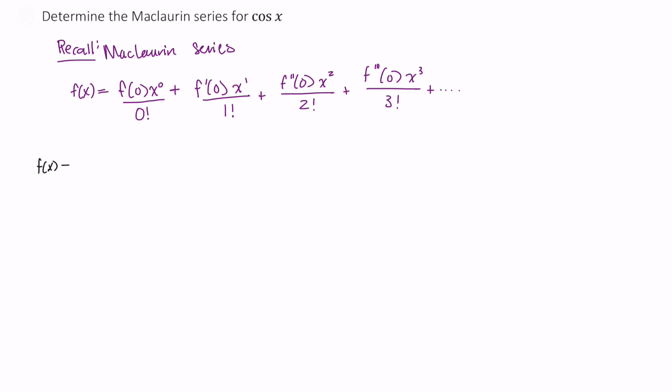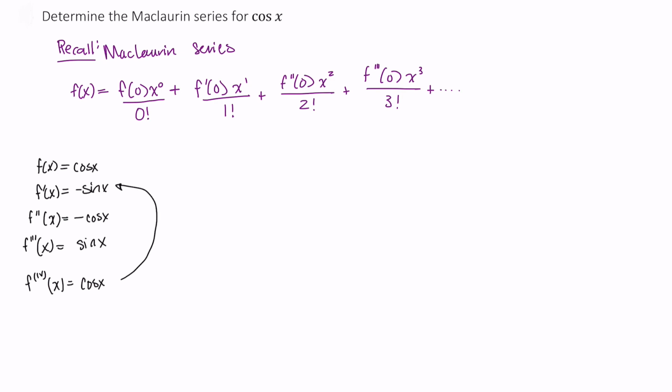So f of x is cosine x. F prime of x, that is the derivative of cosine, is negative sine x. The derivative of negative sine x is negative cosine x. The third derivative of this function, or that is the third derivative of cosine, is the derivative of negative cosine x, and that's sine x. And then you'll notice that this will just continue. So the fourth derivative is equal to just cosine x. And then, so this pattern will continue. We're just going right back up here every time.